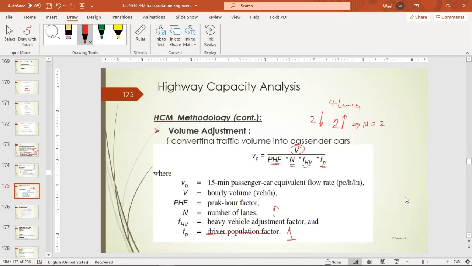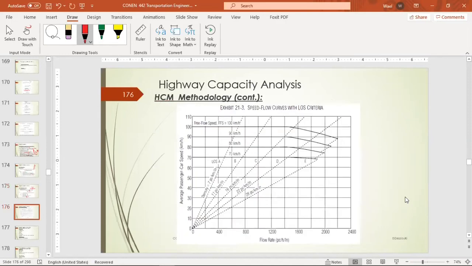The minimum value for this one, I think 0.85, and there should be a study before implementing or using these values. Then after that, we have the average passenger car speed, the adjusted free flow speed, and the passenger car volume, the VP.